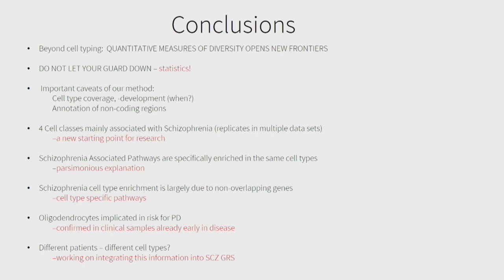And one thing that we're working with now is the possibility that different patients have different cell types affected, and we're seeing whether integrating this kind of information could affect the genetic risk score work, but that's early days too.